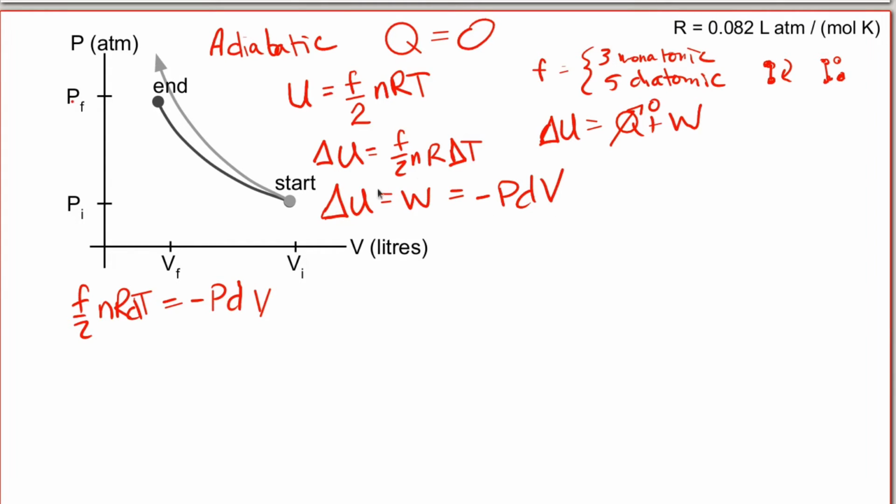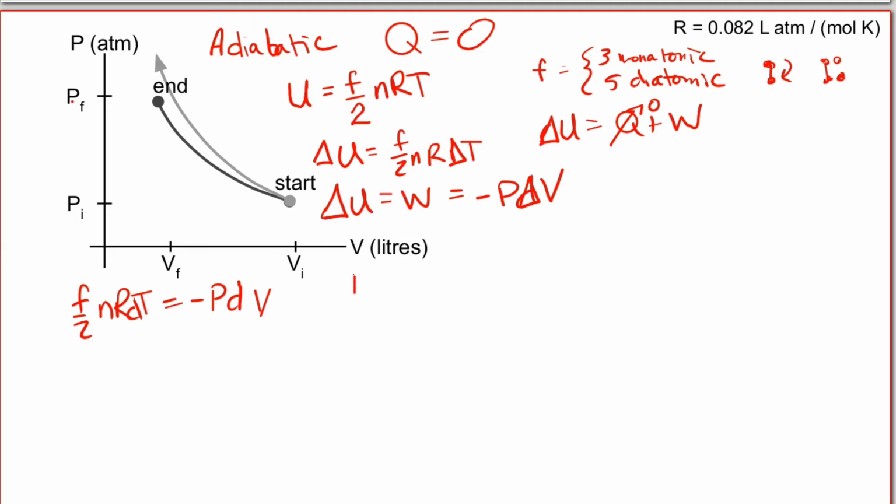Notice I've pulled a little bit of a fast one here. I'm talking about deltas and d's here. We should be consistent. P delta V, delta U is minus P delta V, and f/2 nR dT. This d change that I'm making from delta is just to indicate that these are infinitesimal changes throughout a process.